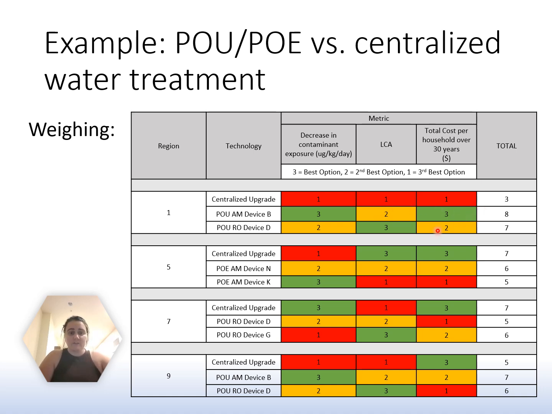Or maybe in region 1, environmental is the most important. So even though it scores lower overall, it's still the best option because of the priorities of the system. So you can see this is very, very subjective, right? Very subjective way of looking at these scores. So this is just one very simple example of how weighing could work in a system.